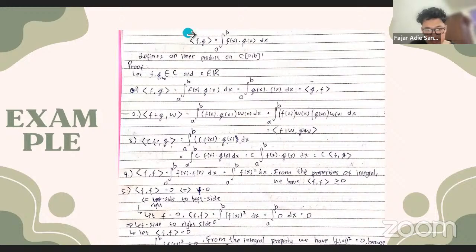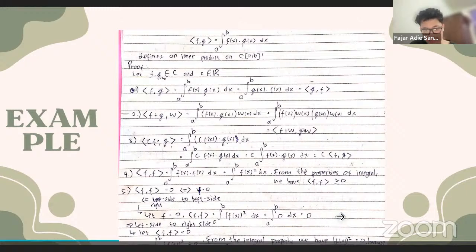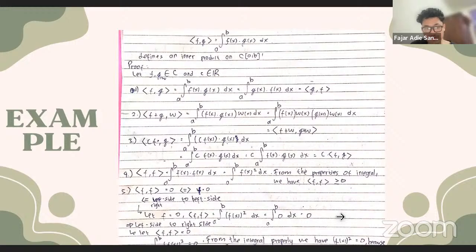Karena dari kanan ke kiri sudah terbukti benar, maka kita lanjut ke left side to right side. Dari kiri kita memiliki premis inner product f, f equal to 0. So as we know, integral a to b f(x) power 2 equal to 0. From the integral property, we have f(x) power 2 equal to 0. Because f(x) power 2 is a non-negative function, therefore f(x) equal to 0.